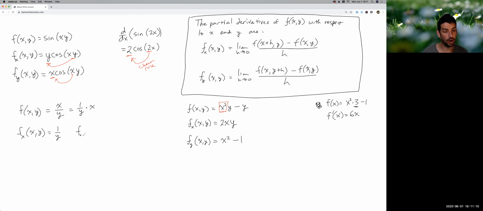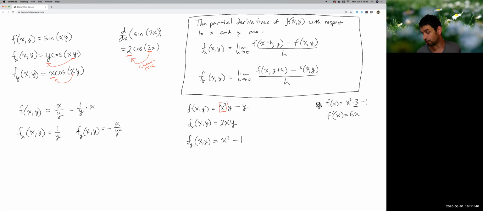Meanwhile, for f sub y, I'm looking at the exact same formula, but now x is the constant, and 1 over y is the variable. The derivative of 1 over y is negative 1 over y squared, but we multiply by the constant x, which goes along for the ride, right? So two very different derivatives from this rule, depending on which direction we are looking at.